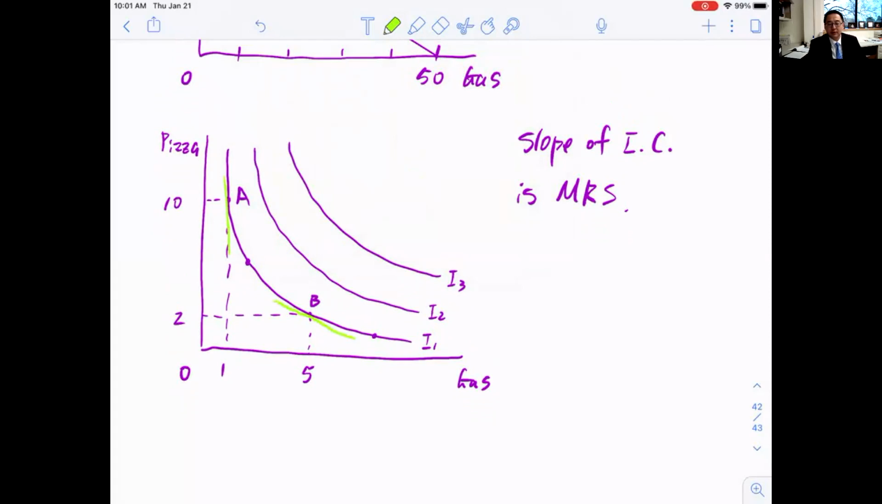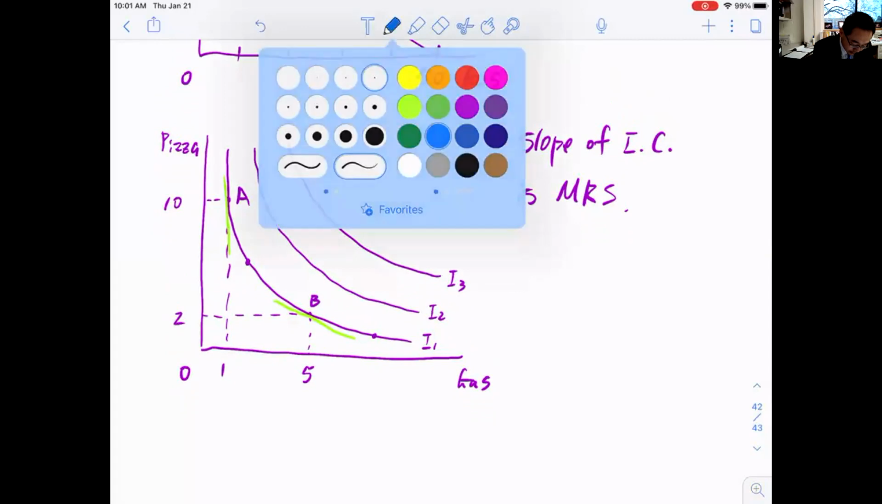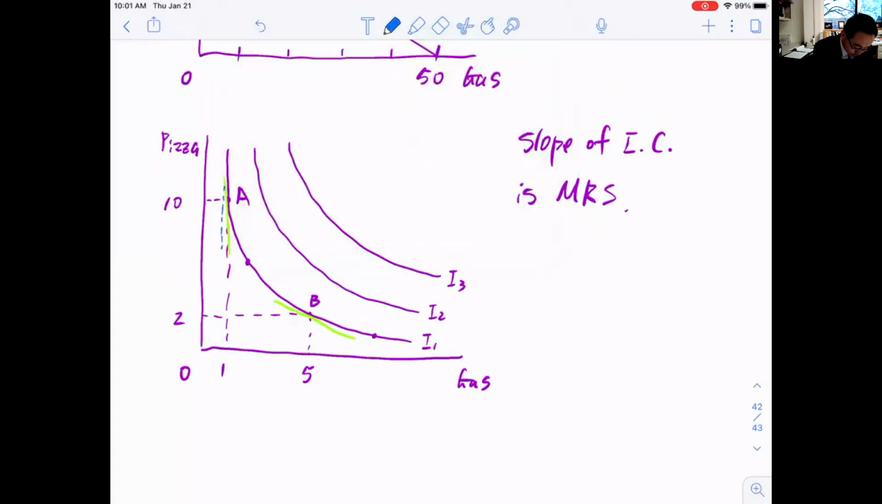Now, since in this class we don't do calculus, we do rise over run for your slope. At point A, the rise is huge, the run is little. But at point B, the rise is fairly small, the run is huge. So what this tells you is that at point A, you are willing to give up a lot of pizza in this direction for a little bit more gas. A little bit more gas is totally worth it for you to give up a lot of pizza. Why is that? Why do you think you're willing to give up so much pizza for a little bit of gas at point A?